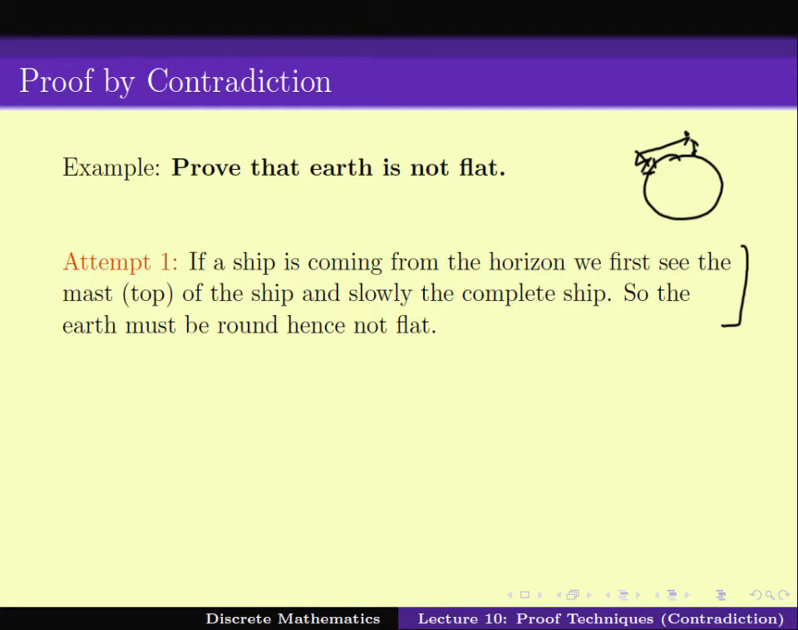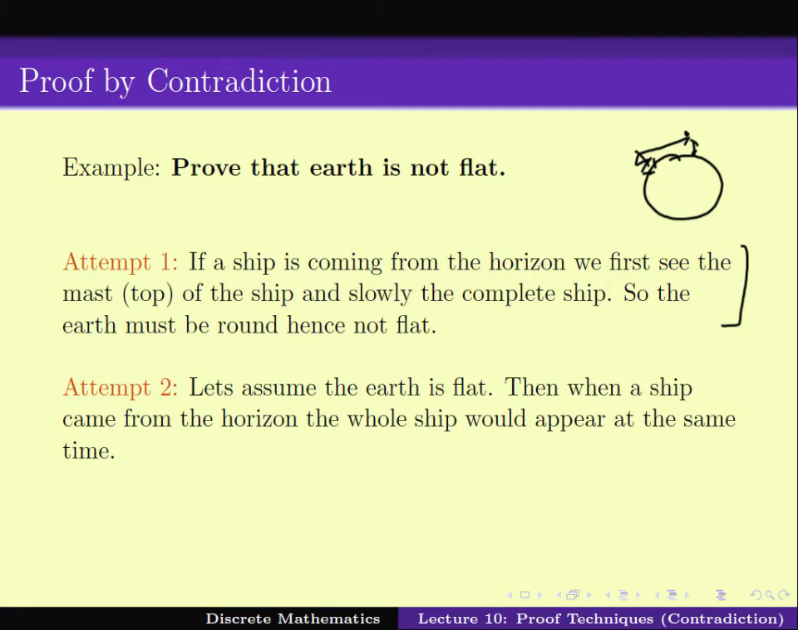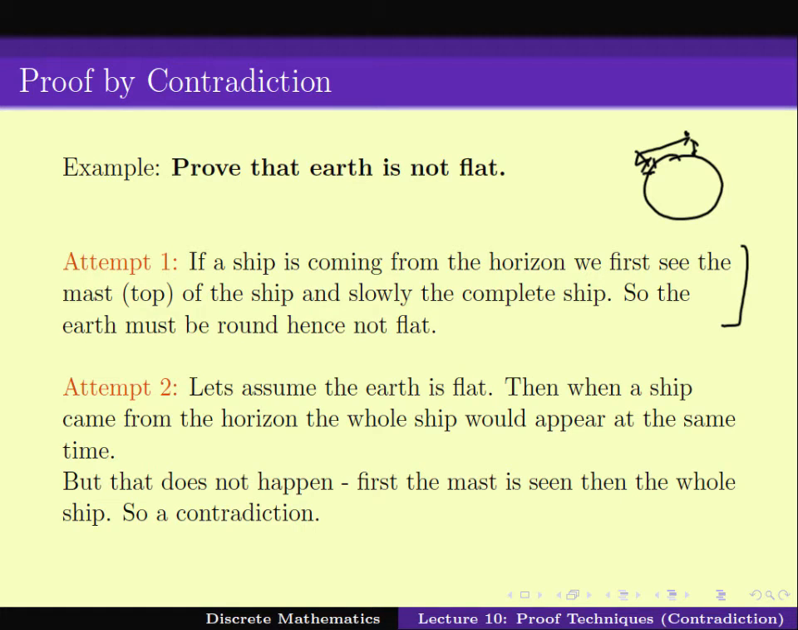The second way of saying is, let's assume that the earth is flat. In that case, does something weird happen? Do you get a false statement? So if the earth is flat, when the ship is coming from the horizon, the whole ship will appear at the same time. But that doesn't happen. We see the mast first and then the whole ship, and hence we get a contradiction.